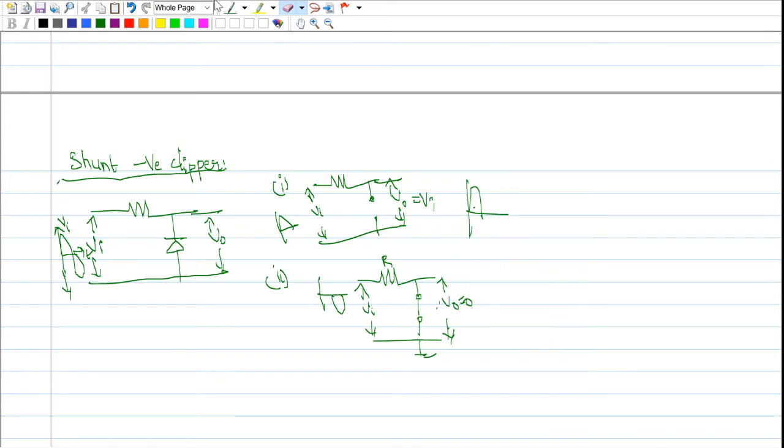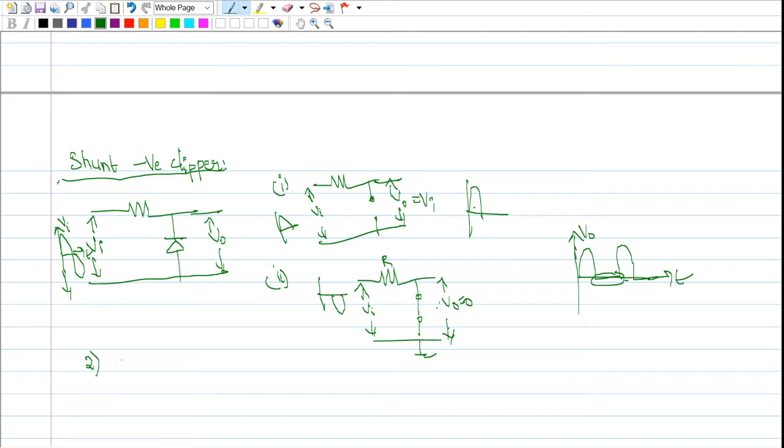So finally, the output waveform of this circuit is this type of waveform. The complete negative half part is the clipped part. This is the output waveform. Okay, this is the first stage. Next, analyze the second stage.